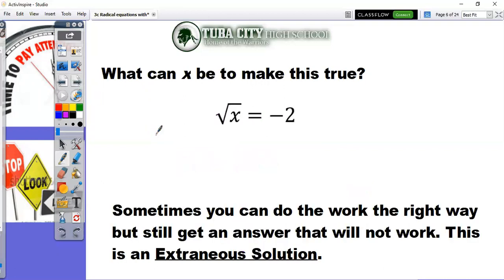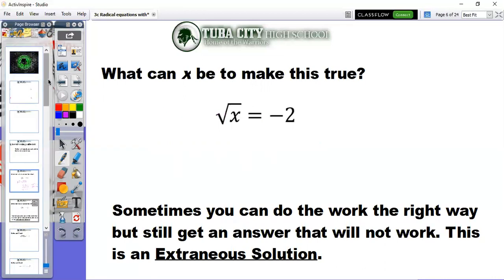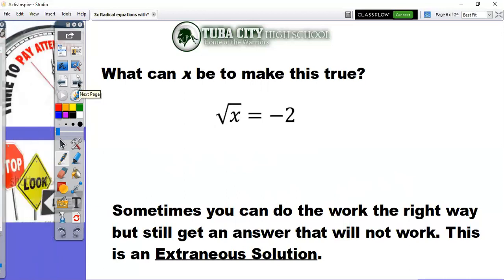So that's what we call an extraneous solution. Sometimes when you're working on a problem, you'll get an answer that just doesn't work, even though you did everything the correct way. In our case, we didn't do anything wrong, but sometimes it just works out like that. Sometimes you just get the wrong solution. Sometimes there's just no solution.